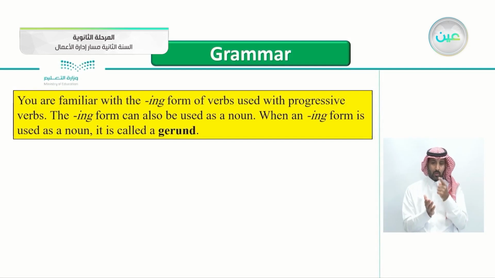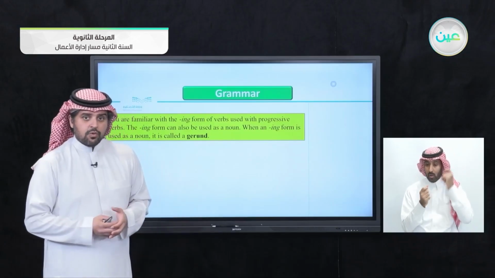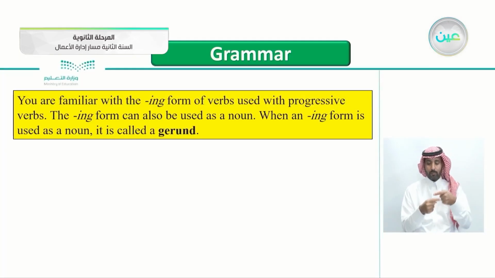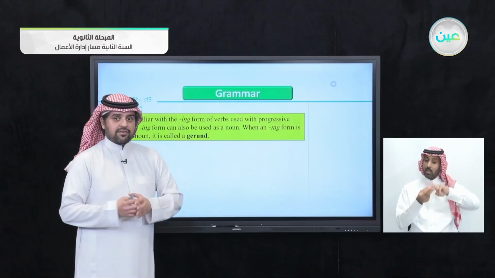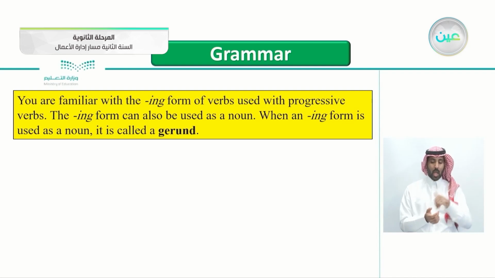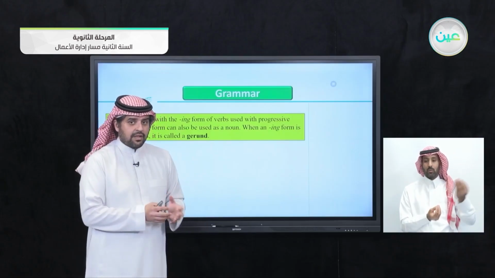Of course, you are familiar with the ing form of verbs with the progressive verbs. Coming, going, sleeping, studying, and so on. The ing form can also be used as a noun. It's not necessarily a verb. When an ing form is used as a noun, it is called a gerund.